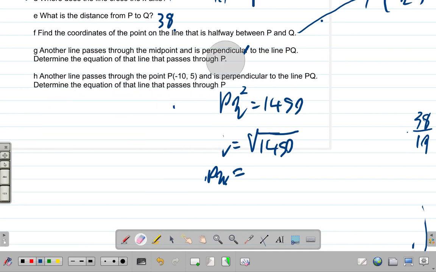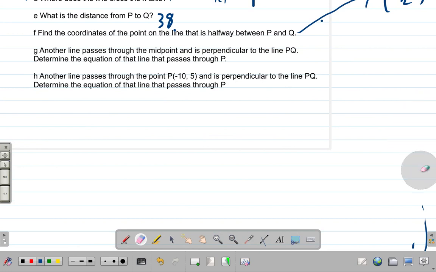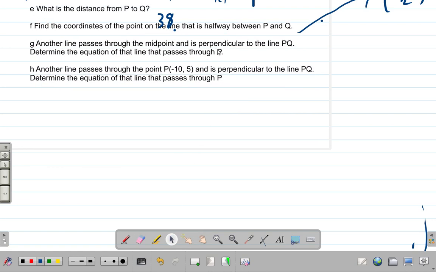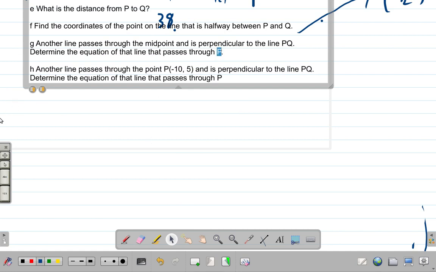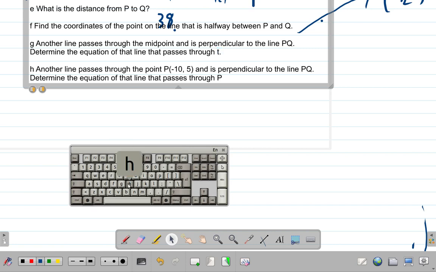We just erase some of these things that I had here before. Alright. Another line passes through the midpoint and is perpendicular to the line PQ. Determine the equation of the line that passes through P. Equation of the line. It's a midpoint. This should be the midpoint. Alright. So let me add that here, the midpoint. Alright.